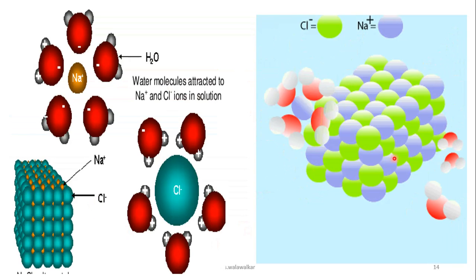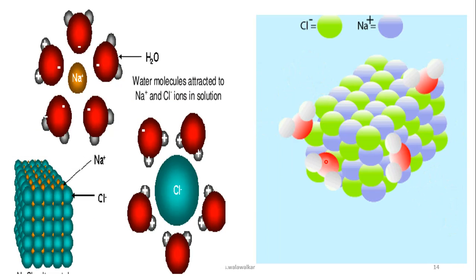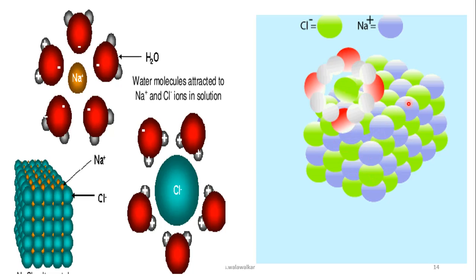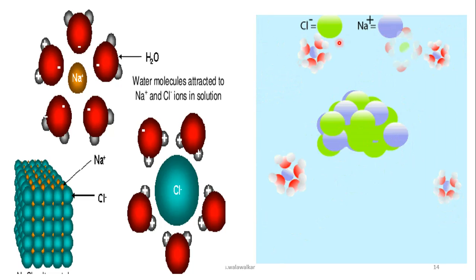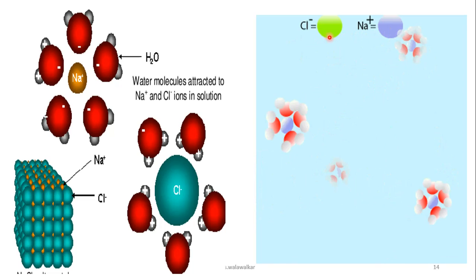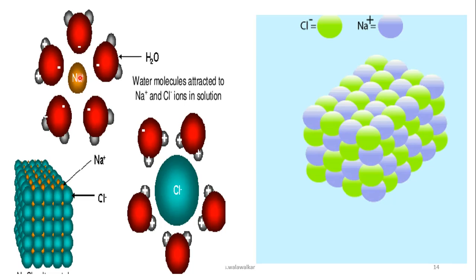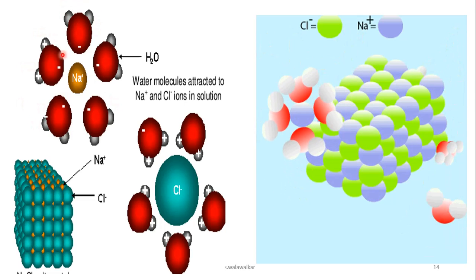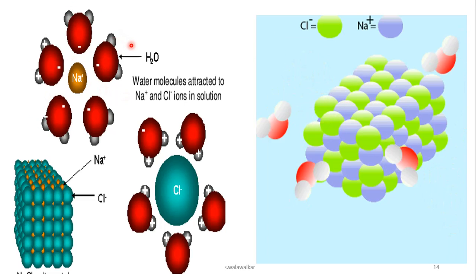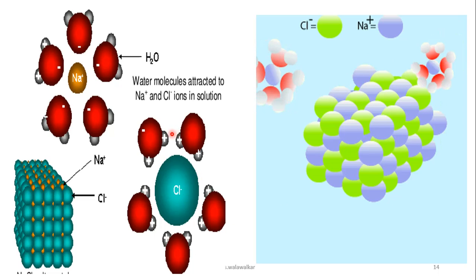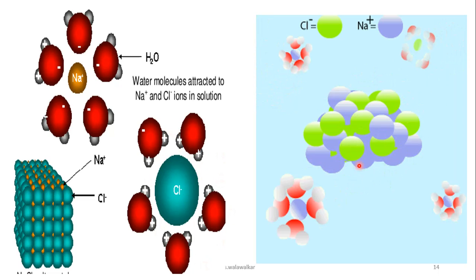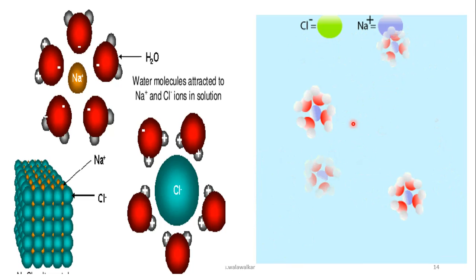So like this, the hydration of any ionic solid takes place. Suppose this is the sodium chloride. Blue atoms are of sodium, green atoms are of chlorine. Then when it is dissolved in water, sodium ion gets surrounded by the negative pole of the water molecule, and chloride ion is surrounded by the positive pole of the water molecule like this, and the salt gets dissolved in water.